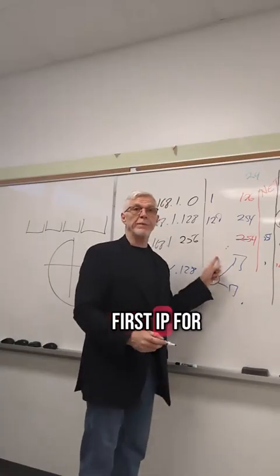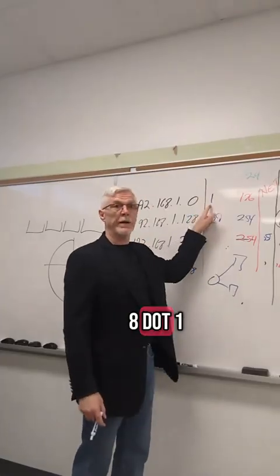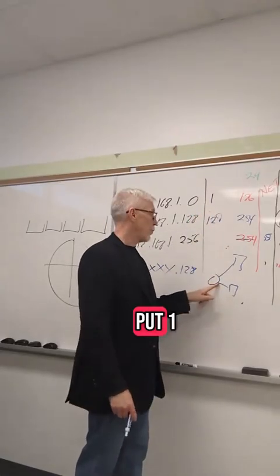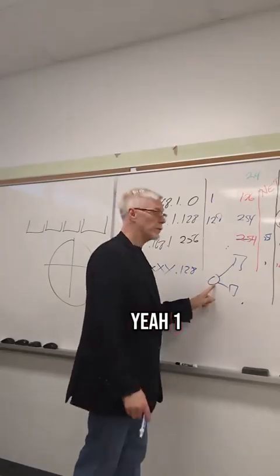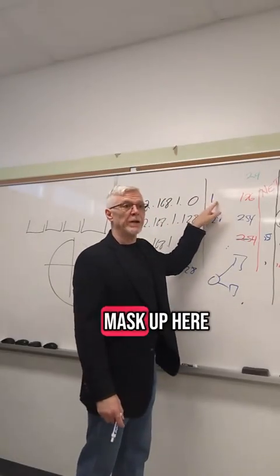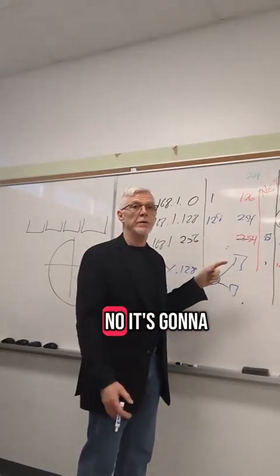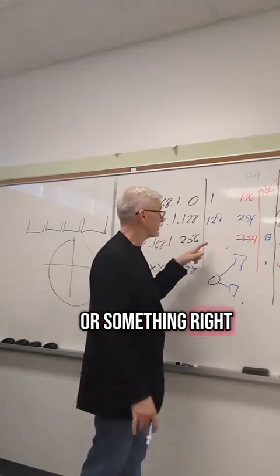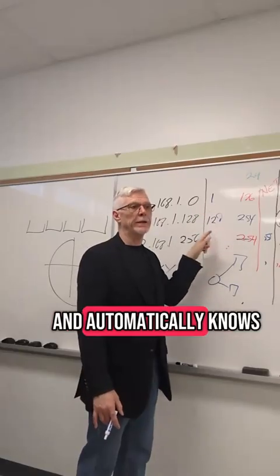You're going to use the first IP for the Fast Ethernet 0/0, so that's going to be 192.168.1.1. On the second one, you're going to put 192.168.1.129. Is that right? Yeah, 129. If you don't put the right subnet mask up here, and then you try and do funky stuff, it's going to get very confused. It's going to say no. It's going to say there's overflow or something, right? But once you tell it the first side has been subnetted, it automatically knows the second one is.